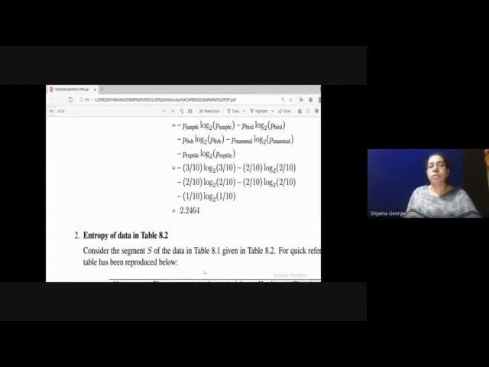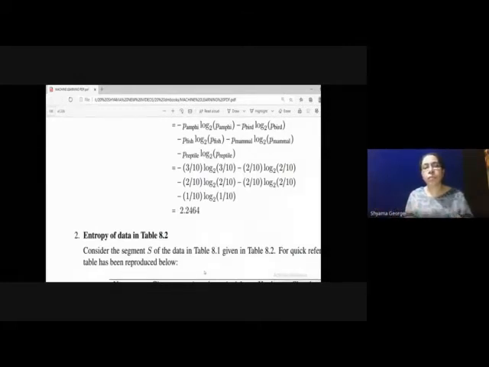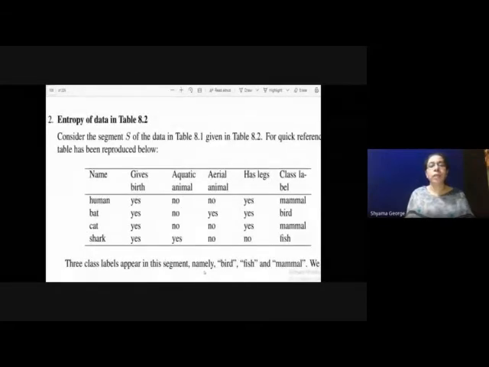Minus 3 by 10 log 2 to the base 3 by 10, minus 2 by 10 log 2 to the base 2 by 10, minus 2 by 10 log 2 to the base 2 by 10, minus 2 by 10 log 2 to the base 2 by 10, minus 1 by 10 log 2 to the base 1 by 10. So to calculate the entropy of the whole data set, you have to find out the distribution of class labels in the data set, take the probability value, and apply it in the formula minus p log 2 to the base p. When you take the sum over all these classes, you will get the entropy of the whole data set. To find out how a particular attribute can be used, you have to take that particular attribute.